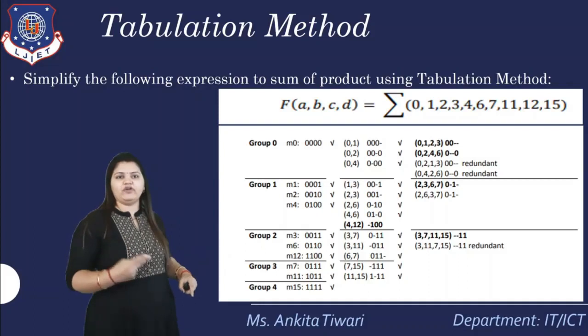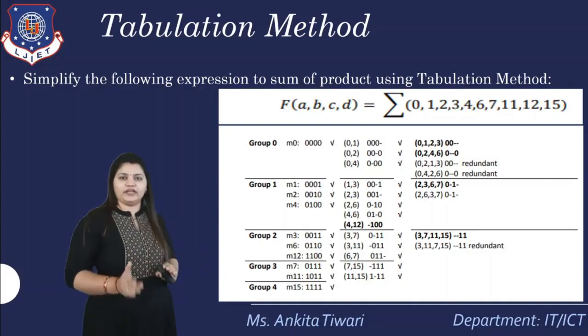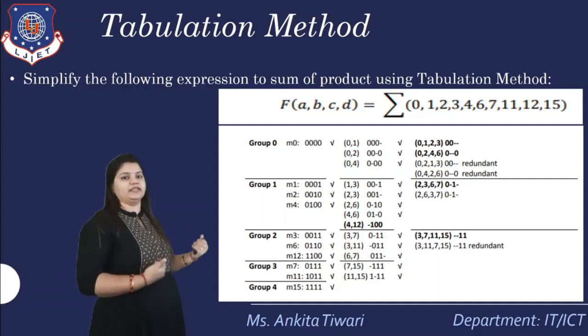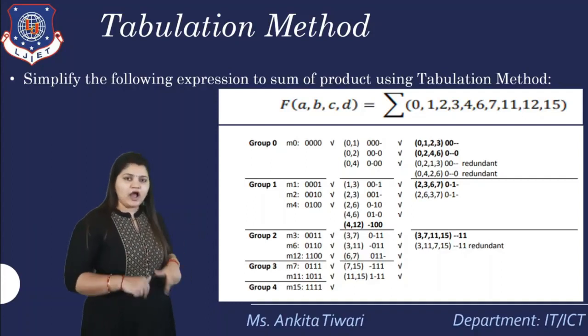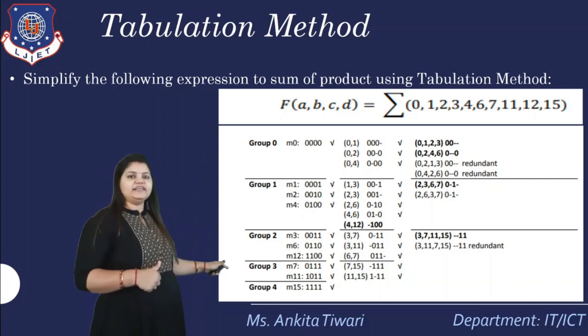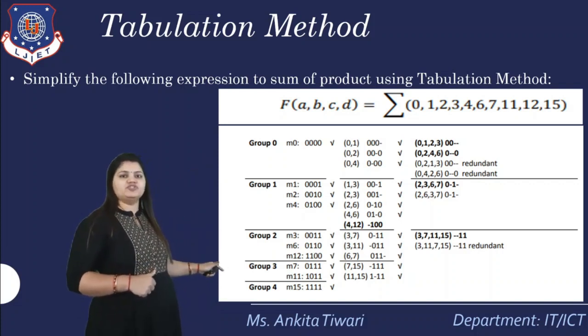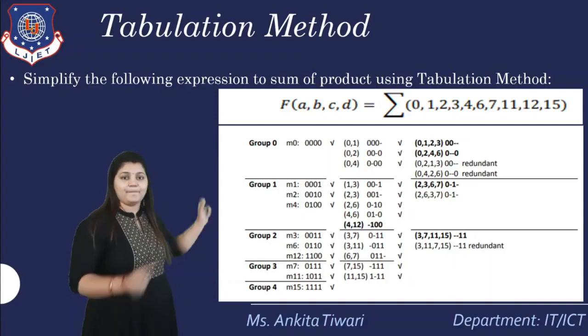So you have to make pairs of only 2. Okay, and that is also possible or not. If it is possible, then and only then we have to make the pair. Otherwise, it is not. Now we will see whether all the terms which are present in group 0, 1, 2, 3, 4, all the terms are used or not in the pair.